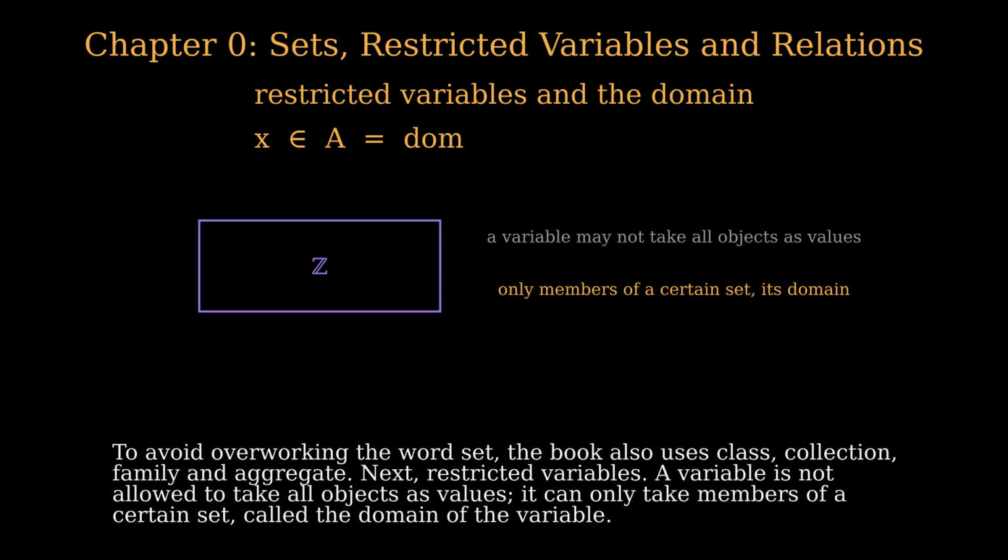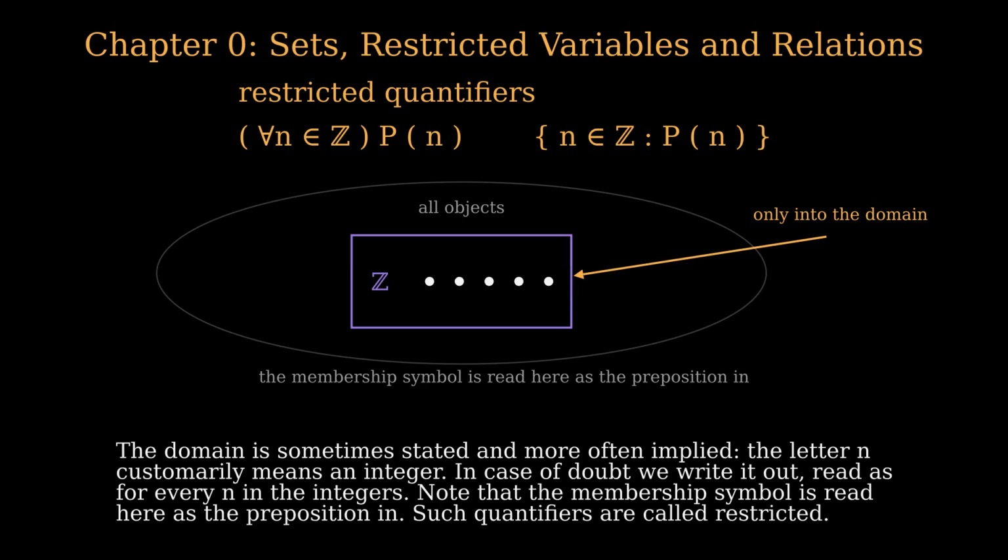Next, restricted variables. A variable is not allowed to take all objects as values. It can only take members of a certain set, called the domain of the variable. The domain is sometimes stated and more often implied. The letter n customarily means an integer. In case of doubt, we write it out. Read as for every n in the integers. Note that the membership symbol is read here as the preposition in.